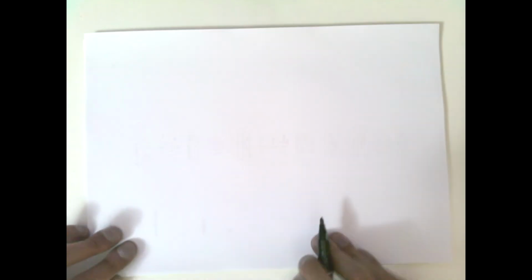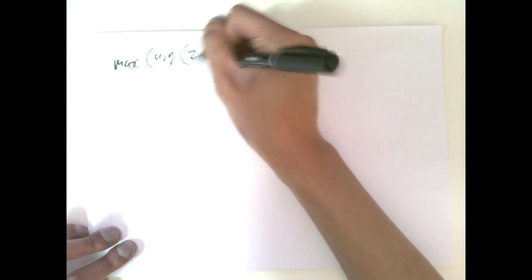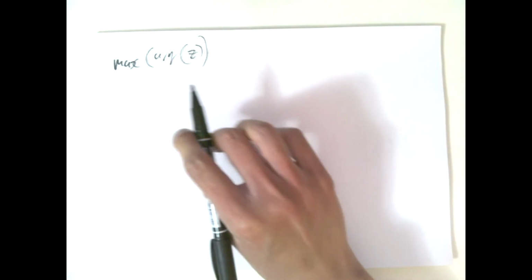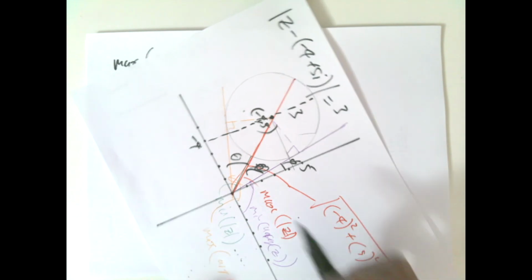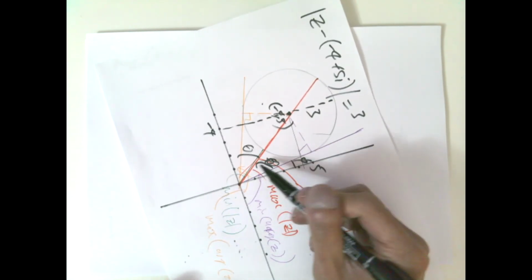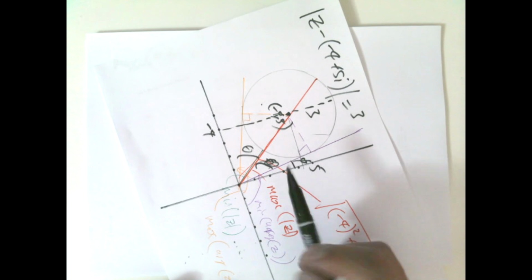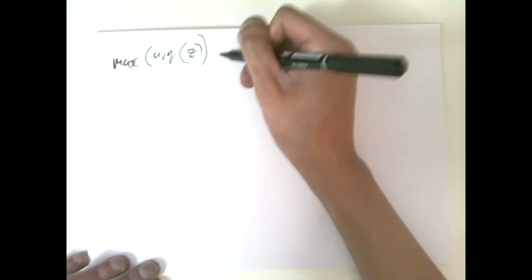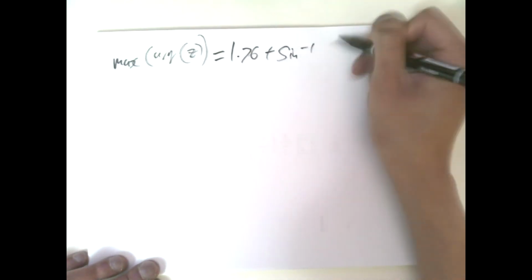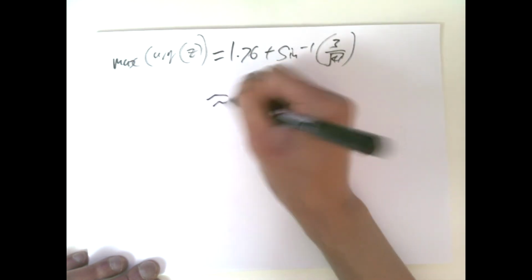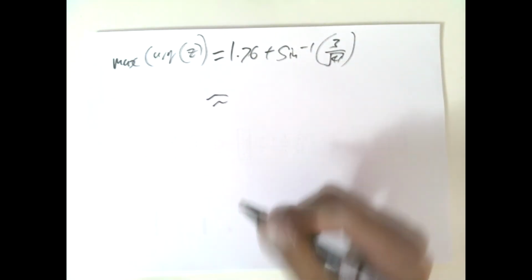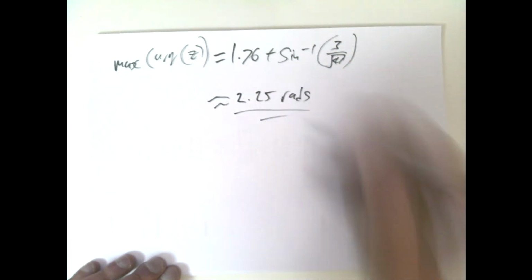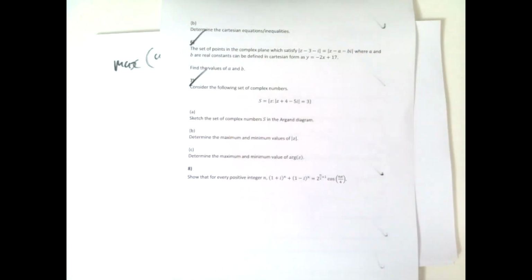For the next part, the maximum possible argument, again back to our picture. If already pi on 2 plus phi plus theta gives us 1.76, the maximum argument is just plus another theta. And with that, we're done with question 7.